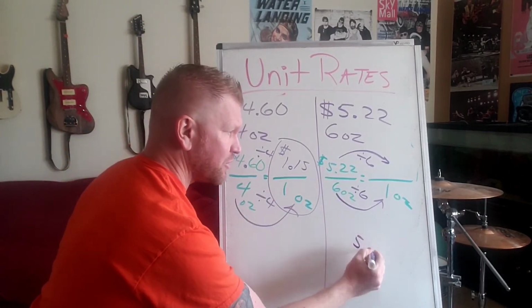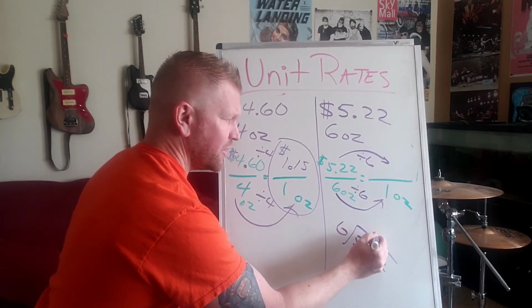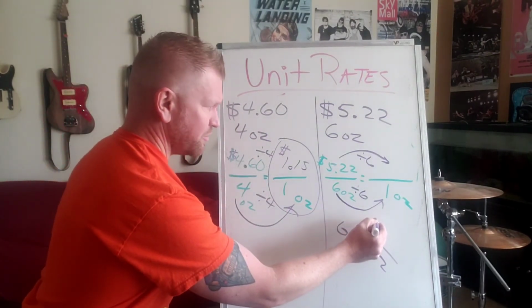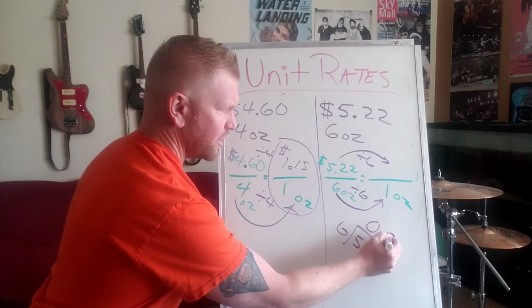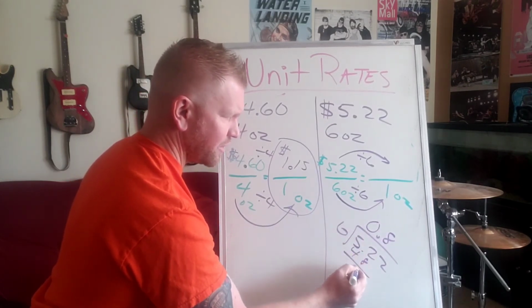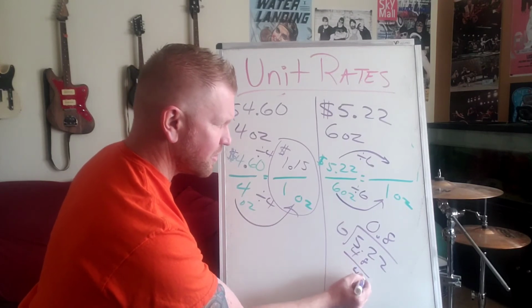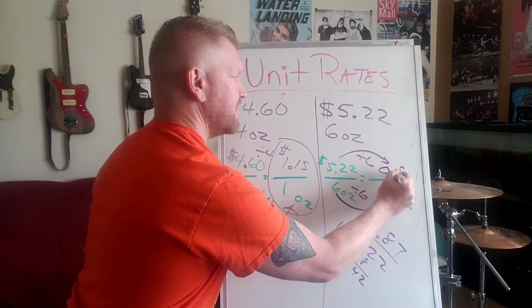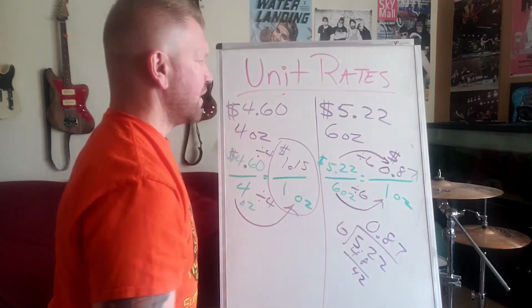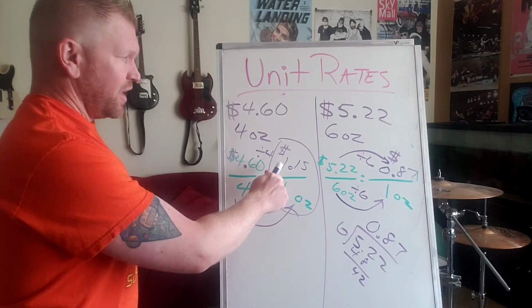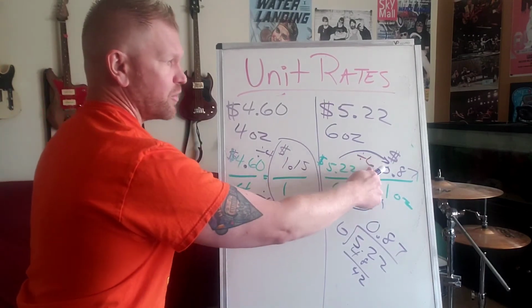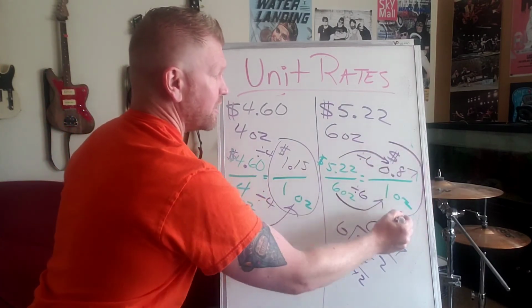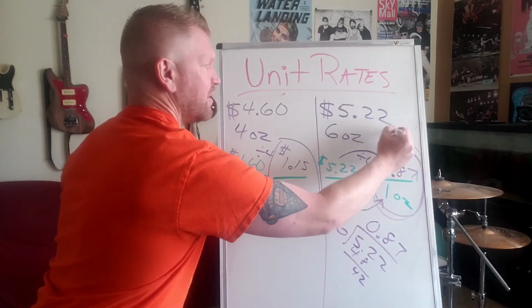Now again, if you know how to divide with decimals, then go ahead and do your division problem with decimals. If you don't know how to do that, use a calculator. This one is 0.87, which means $0.87. Okay, so which one's a better deal? $1.15 per ounce or 87 cents per ounce? If you're looking for the better deal, you want to pay the least amount of money. Let's take the 87 cents per ounce.